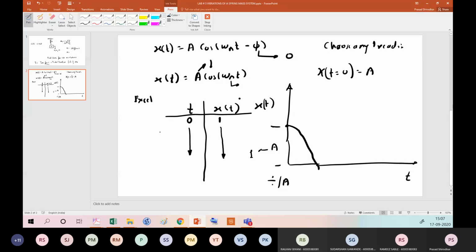So it is not xt, it is in fact xt by a. Alright. On the y-axis, it is not in fact xt. It is a dimensionless quantity, xt by a, but you will be able to interpret the result from this. Yes, and draw it for one cycle.